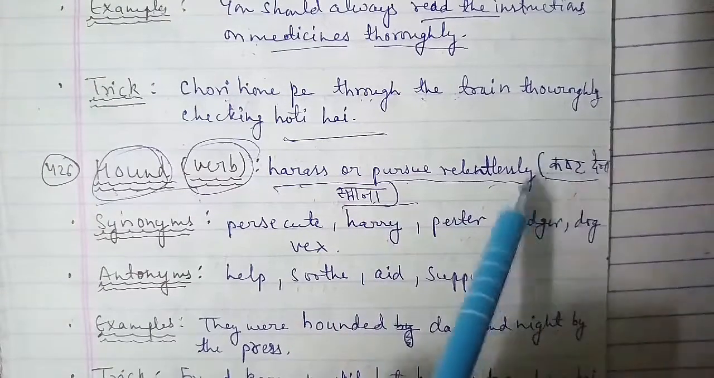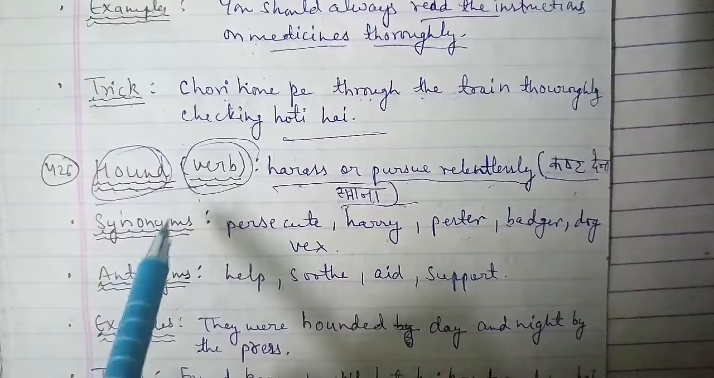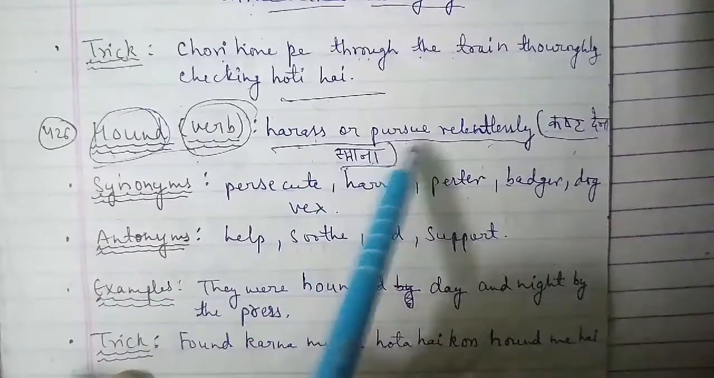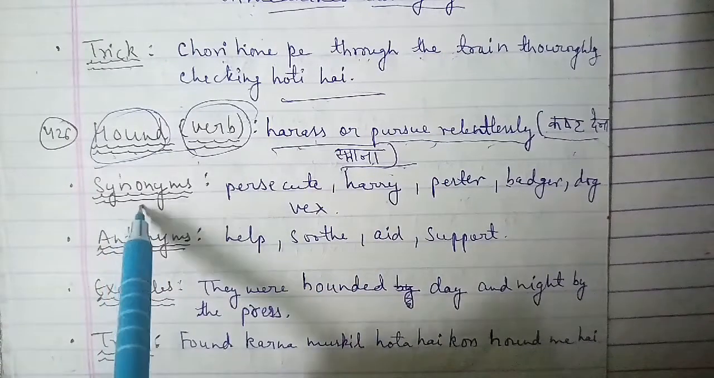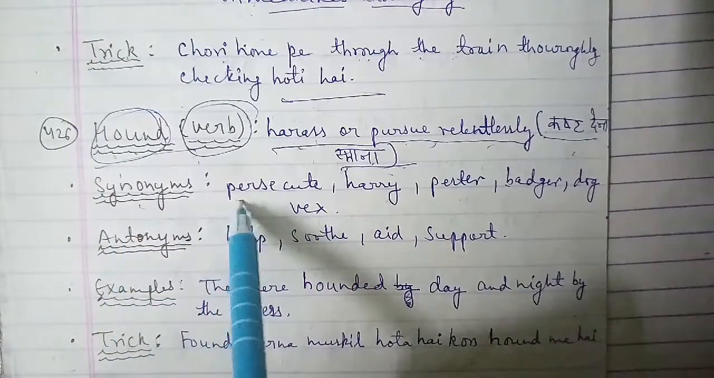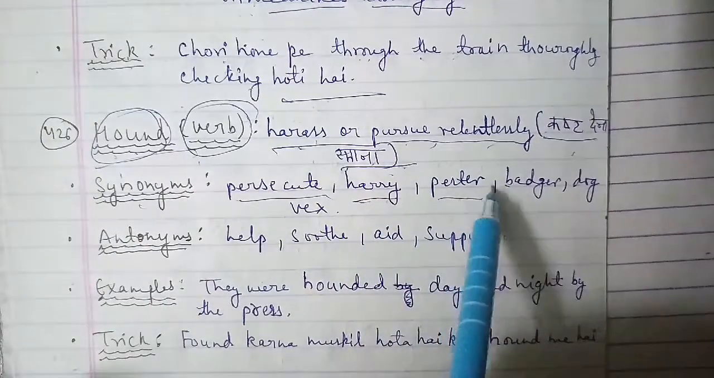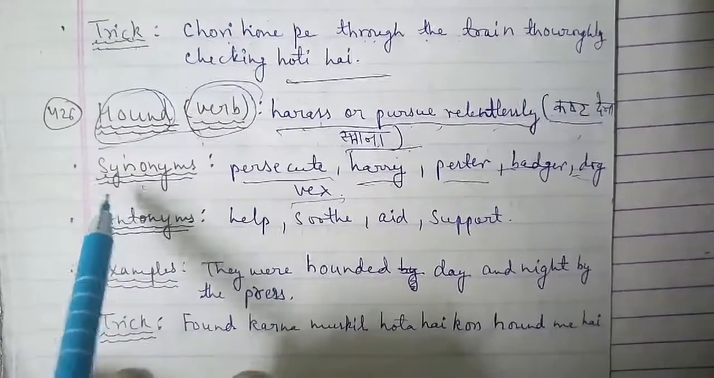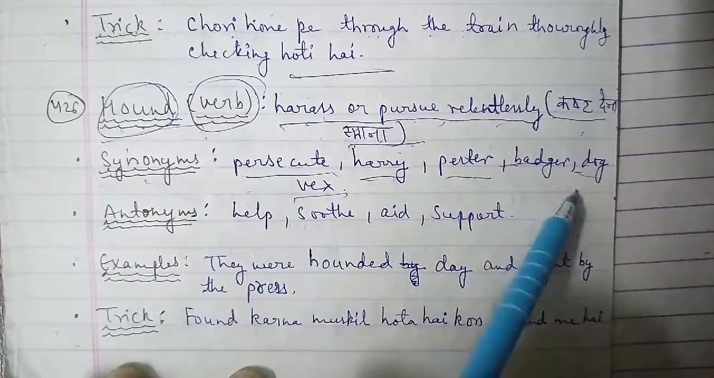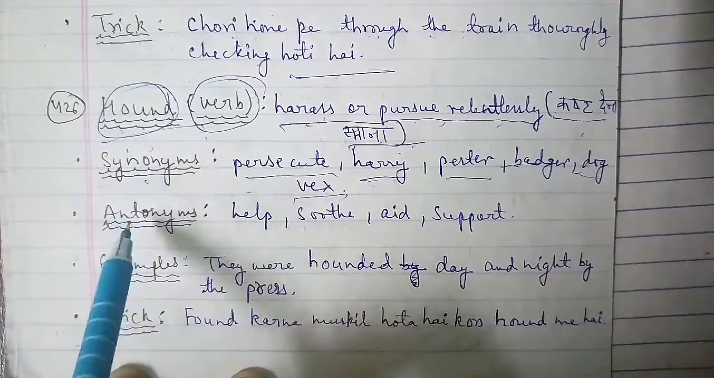And the synonyms of hound are persecute, harry, pester, badger, dog, vex. These were the 5-6 synonyms of the word hound. Now talking about the antonyms, the antonyms of hound we have are help, assist, aid, support. These were the 4 antonyms of hound here.